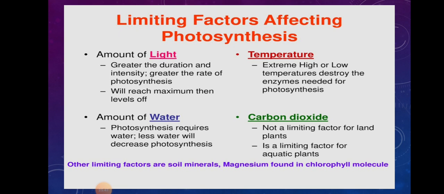Okay, the second thing is temperature. Extreme high or low temperature destroy the enzyme needed for photosynthesis. So enzymes which are required for photosynthesis, they get destroyed on being exposed to extreme high temperatures or extreme low temperatures. Therefore, you would see that at places where there is extreme high temperature or extreme low temperature, green plants cease to exist, because this process of photosynthesis cannot take place.